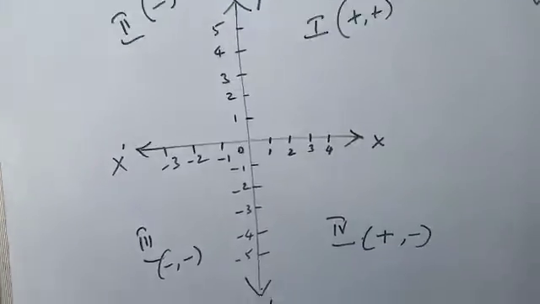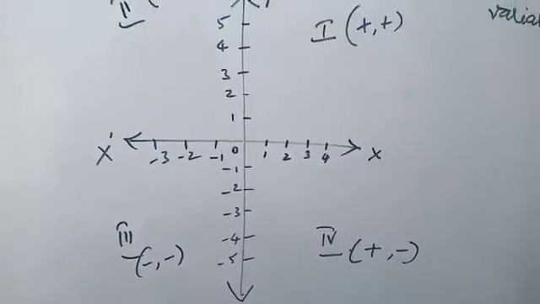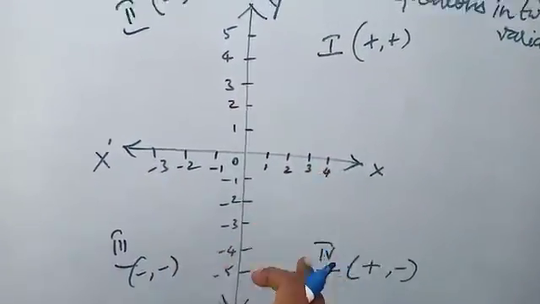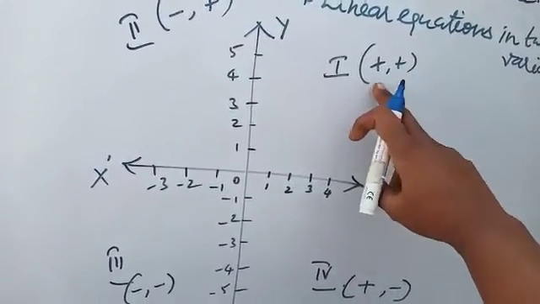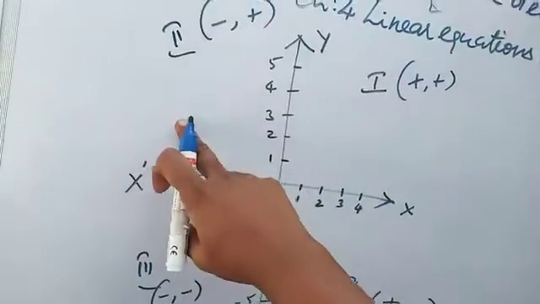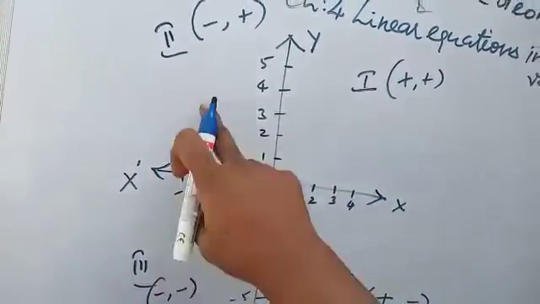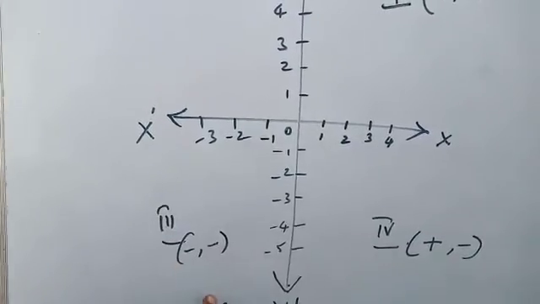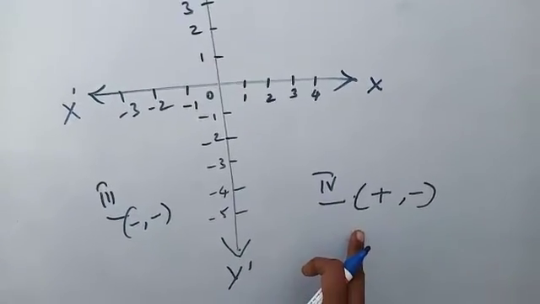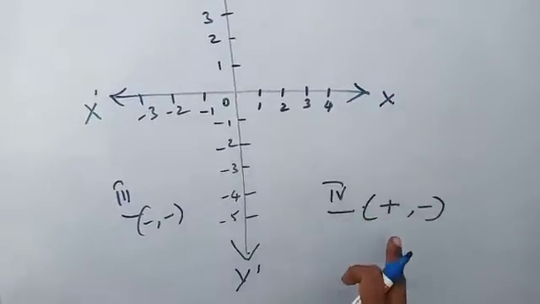So how do we have to draw the graph? First of all, we split into 4 quadrants. The first quadrant is positive, positive: the x value is positive, the y value is positive. See the second quadrant, the x value is negative, the y value is positive. In the third quadrant both are negative. This is the fourth quadrant, where the x value is positive, the y value is negative.